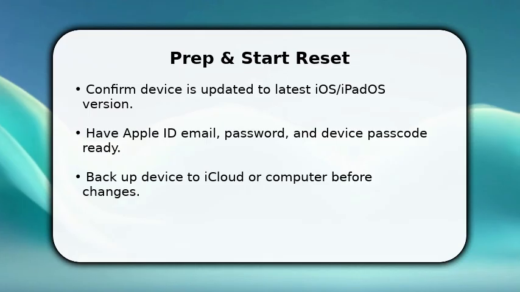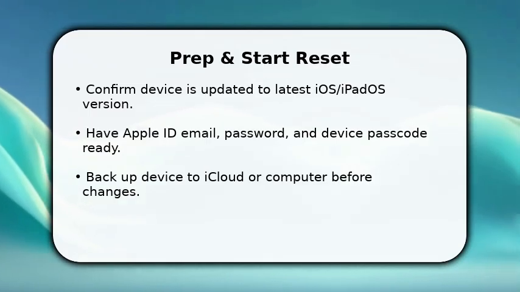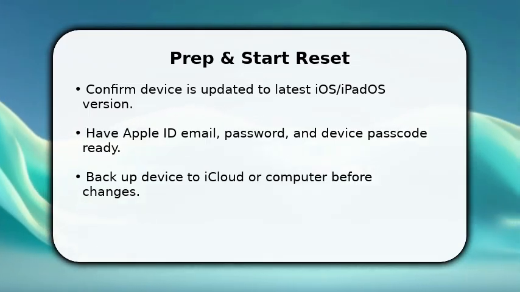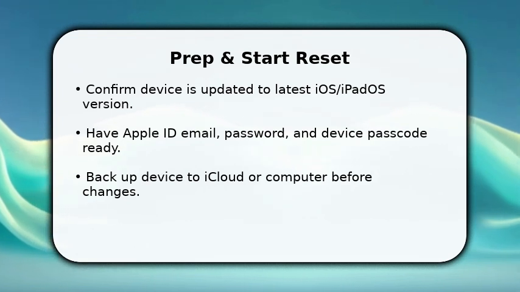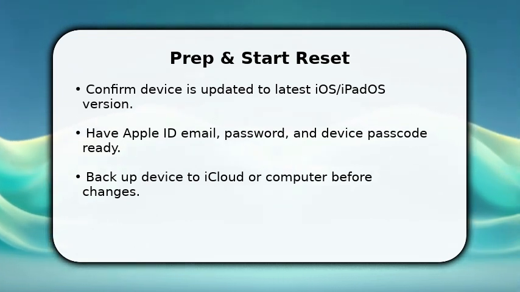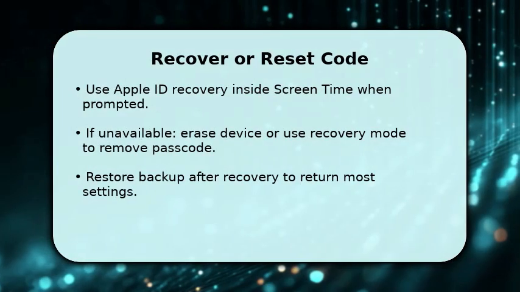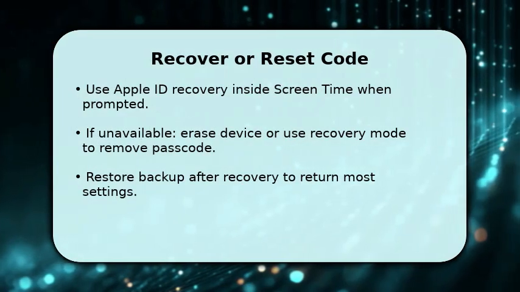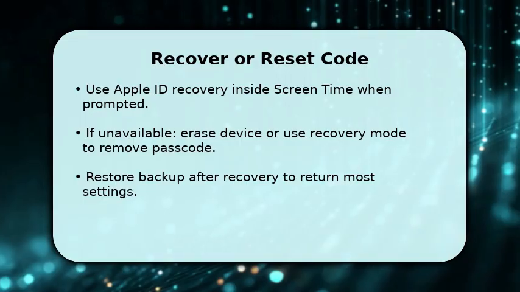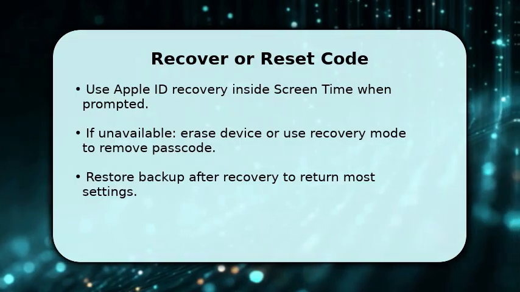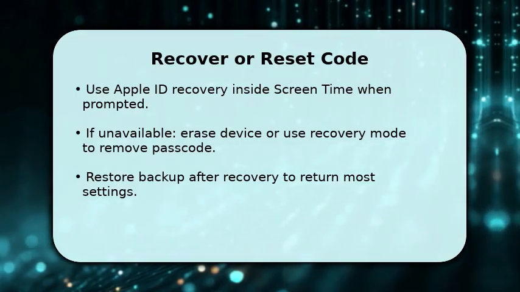Now open Settings and tap Screen Time. You'll enter current passcode prompts next. If screen time is disabled, you can skip passcode entry and set a new one directly. If you forgot the screen time passcode, choose Use Apple ID to reset when prompted. This links the reset to your authenticated Apple ID and is fastest.